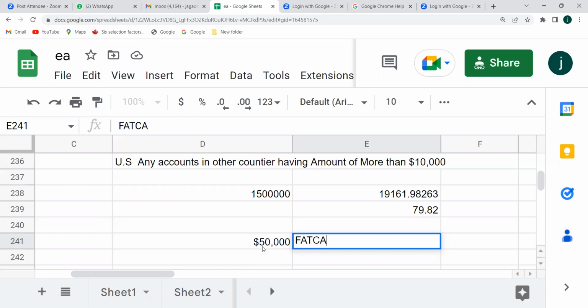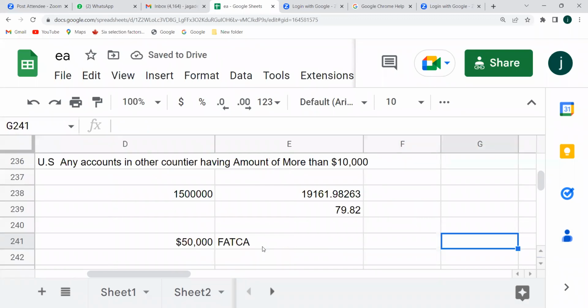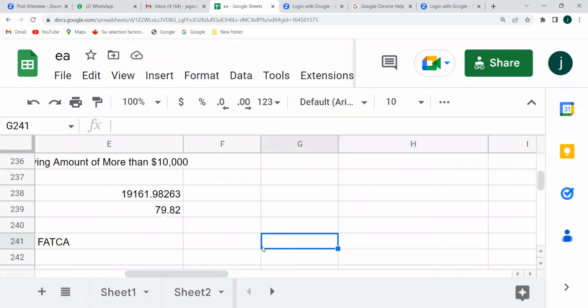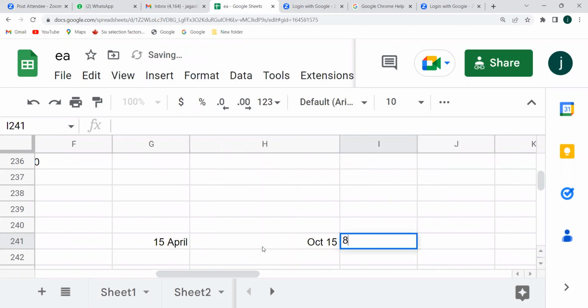So FATCA: if it exceeds 50,000, we need to file. The due dates are the same, 15th April, and extension 15th October. For extension, you need to file one form called 8809-I. For FBAR, there is no extension form, but for FATCA you need to file an extension form called 8809-I.